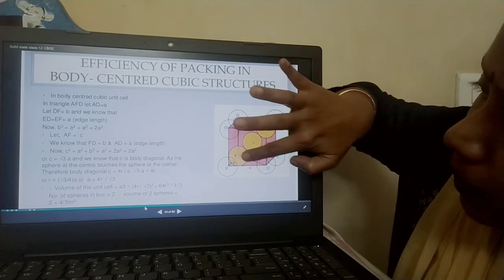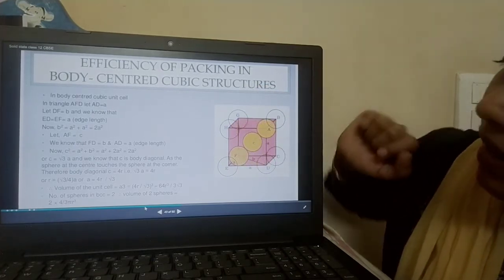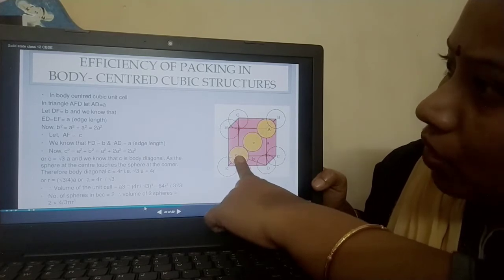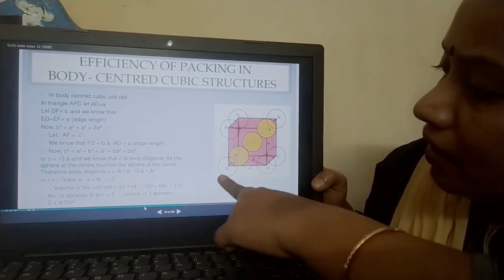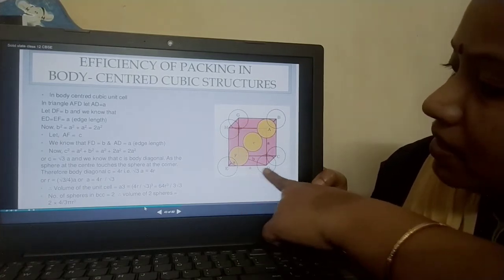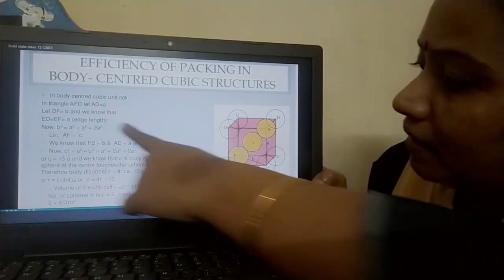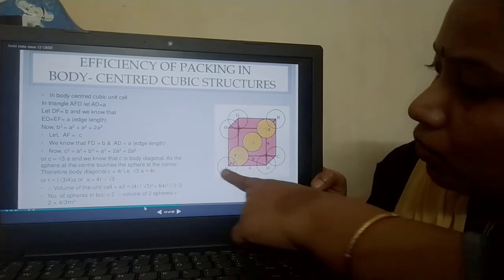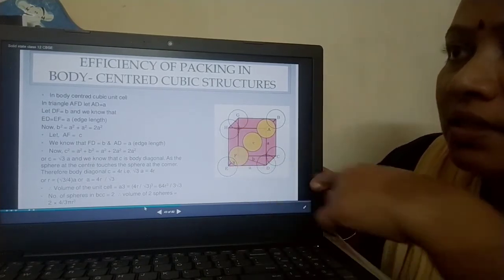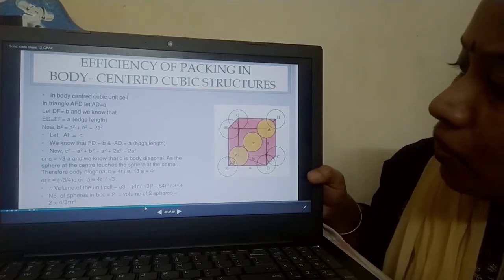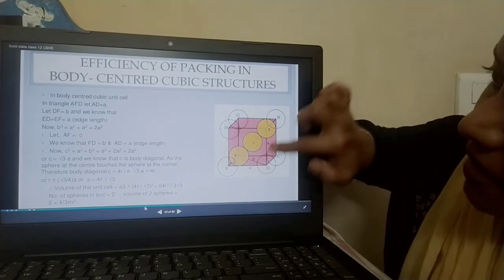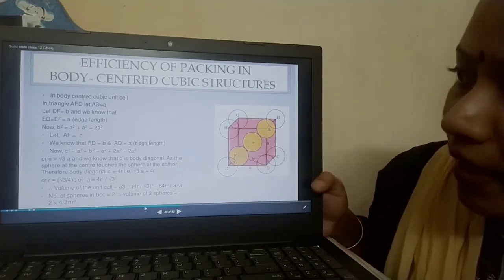DF is equal to b. Can you see the dotted lines, children? DF is equal to small b. And we know already that AD is equal to EF. We know already that ED is equal to EF, which is nothing but your edge length. Edge length is nothing but your small a. So now small b square is equal to a square plus a square, which is nothing but 2a square.